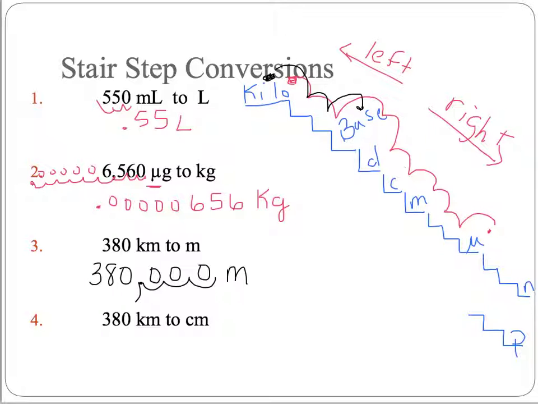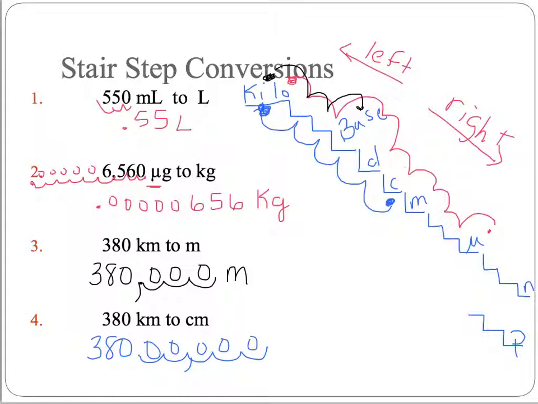I'm at kilometers still, so I'm up here. I'm going to put this one at the bottom. And I want to go to centimeters. So I'm going to go all the way down here. I'm moving 1, 2, 3, 4, 5 places down the stair step, so to the right. So 380, I'm moving 1, 2, 3, 4, 5. Add my zeros. So that would be 38 million centimeters. And that is my answer there.